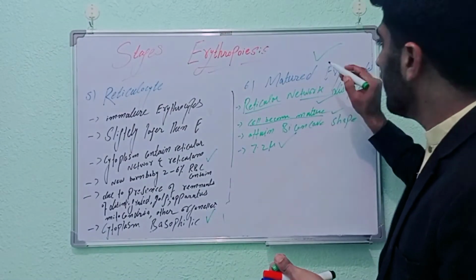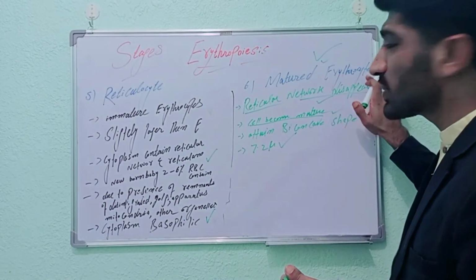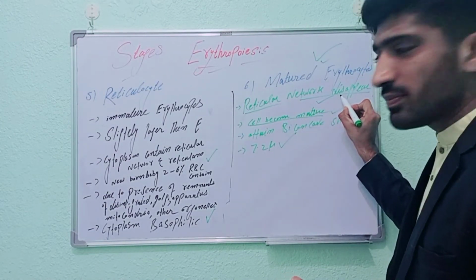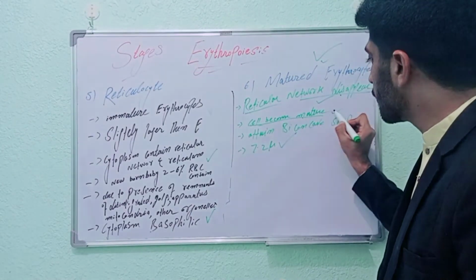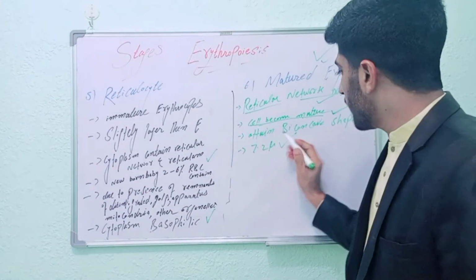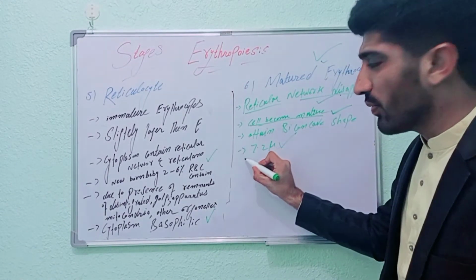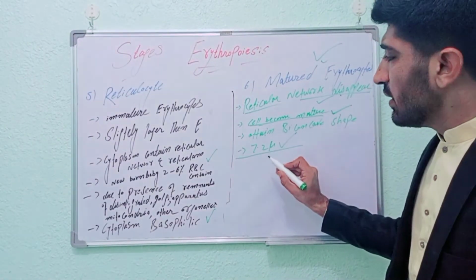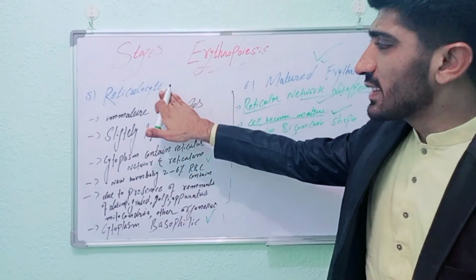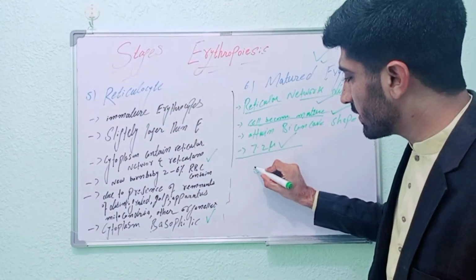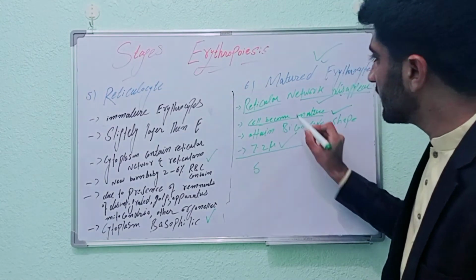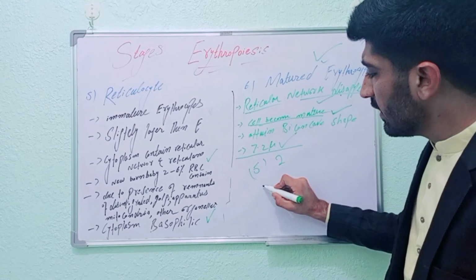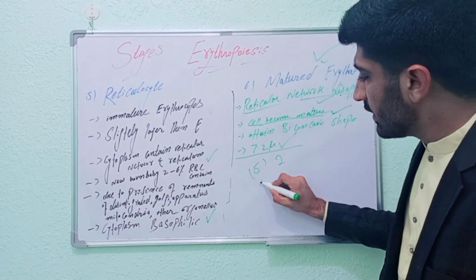Sixth is mature erythrocyte. Students, in this stage the reticular network disappears and the cell becomes mature. They attain a biconcave shape, and the diameter of mature erythrocytes is 7.2 micrometers. Students, up to the reticulocyte stage, it needs 5 days, and to become mature, it needs 2 days. So in total, in this cycle, it needs 7 days.